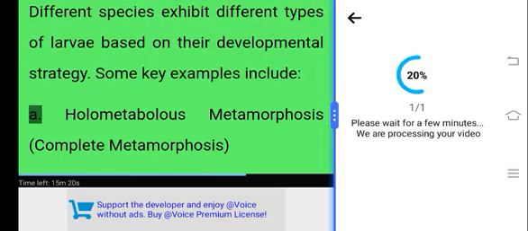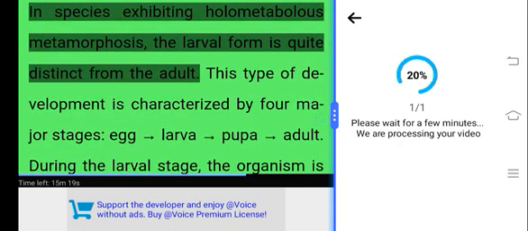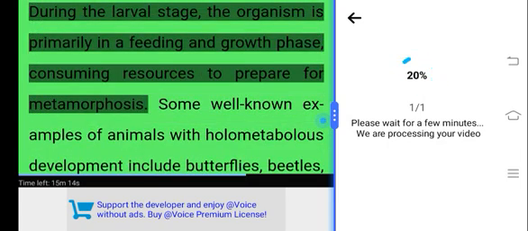Some key examples include A. Holometabolous metamorphosis, or complete metamorphosis. In species exhibiting holometabolous metamorphosis, the larval form is quite distinct from the adult. This type of development is characterized by 4 major stages: egg, larva, pupa, adult. During the larval stage, the organism is primarily in a feeding and growth phase, consuming resources to prepare for metamorphosis.